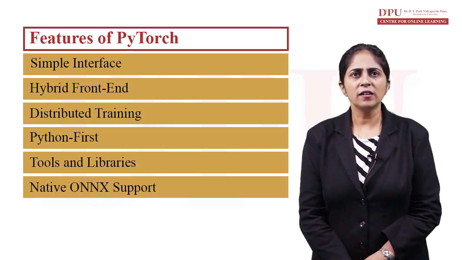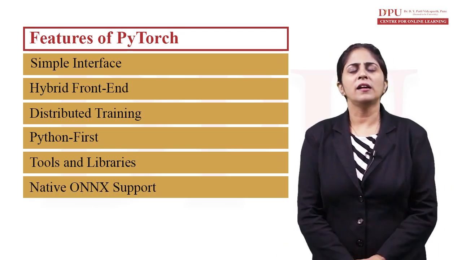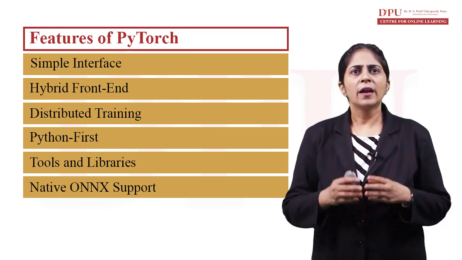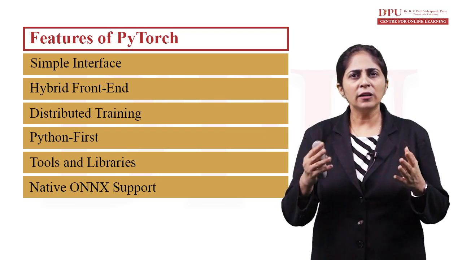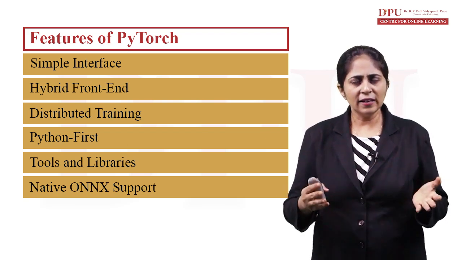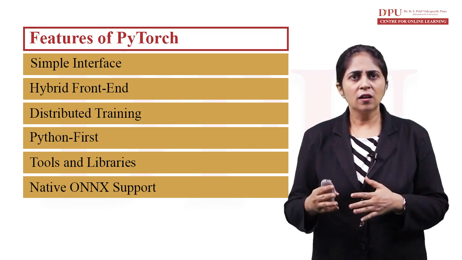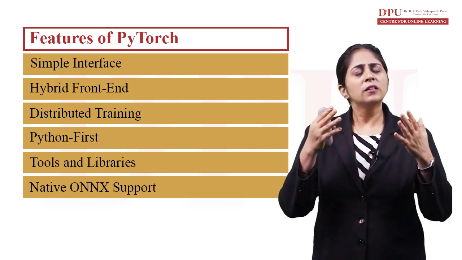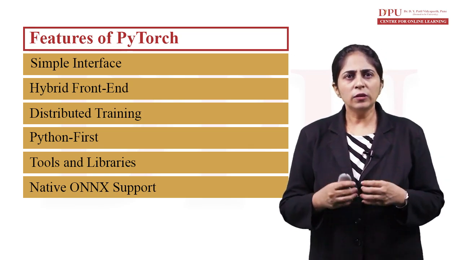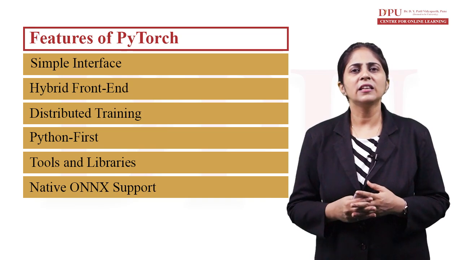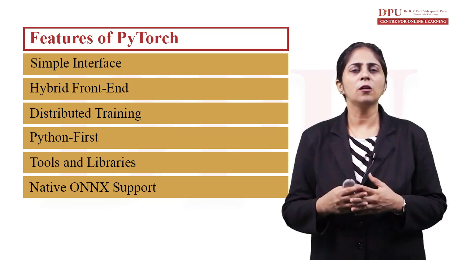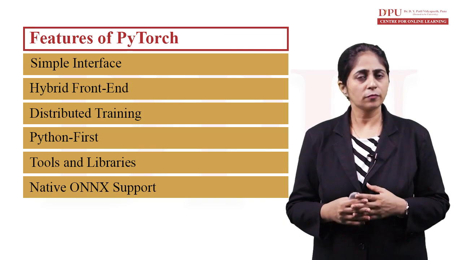Another important feature is native ONNX support. The ONNX model was developed for converting models between frameworks. For direct access to ONNX compatible platforms, runtimes, visualizers and more, you need to export the models in the standard ONNX format. So this is another feature of PyTorch.